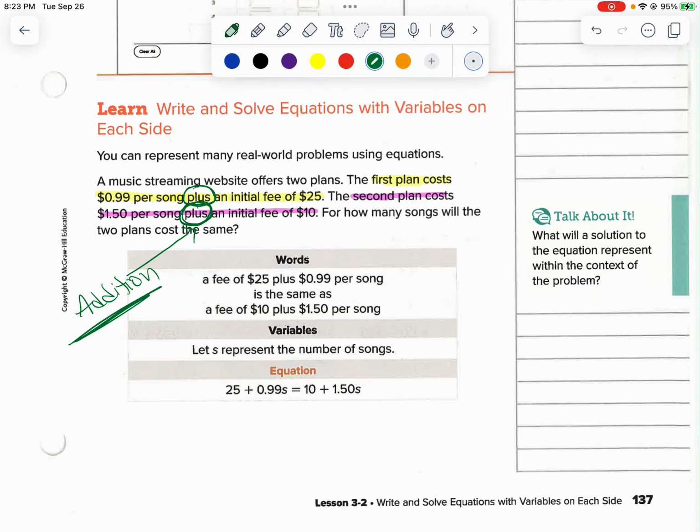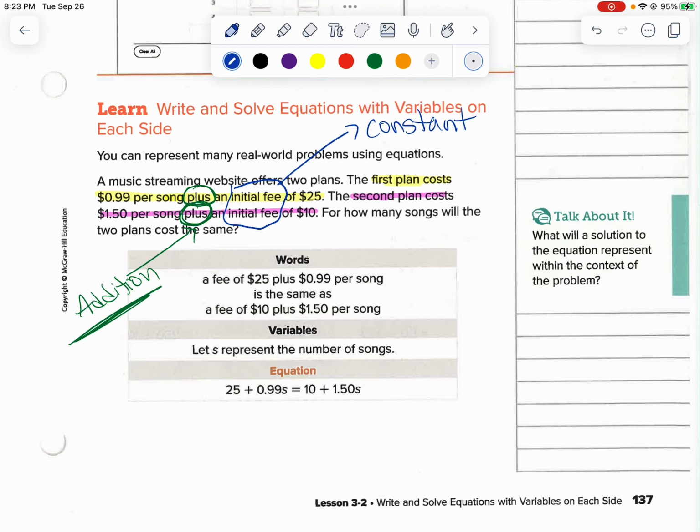Okay, the other thing that you're going to see on this are these words right here. Initial fee. Initial fee is going to be your constant. Anytime you have an initial fee, and some of you may be saying, well, what does that mean? It means no matter what, I have to pay that amount of money, even if I don't do anything else, automatically. So think of it as this.